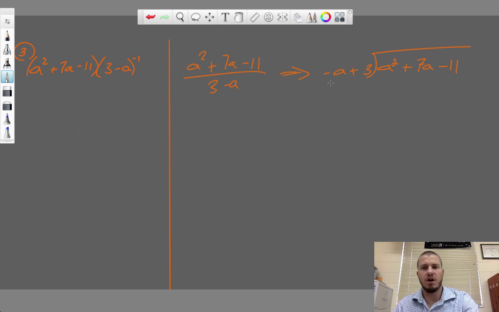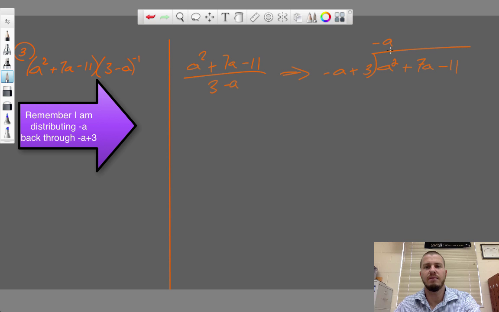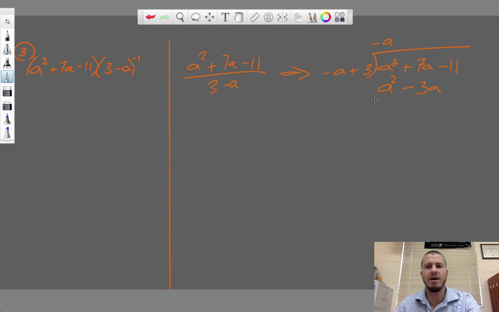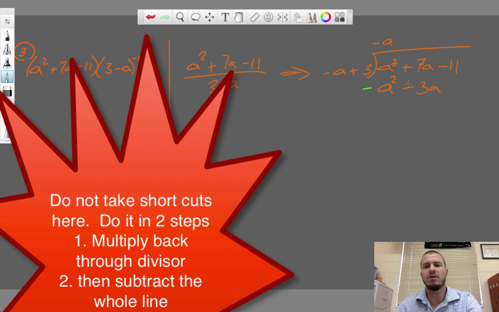And I'm going to start by asking what multiplies negative a to get a squared. It's going to be negative a. So let's multiply that out. I get positive a squared minus 3a. Remember, now I have to subtract, so I'm distributing the negative and changing the signs.